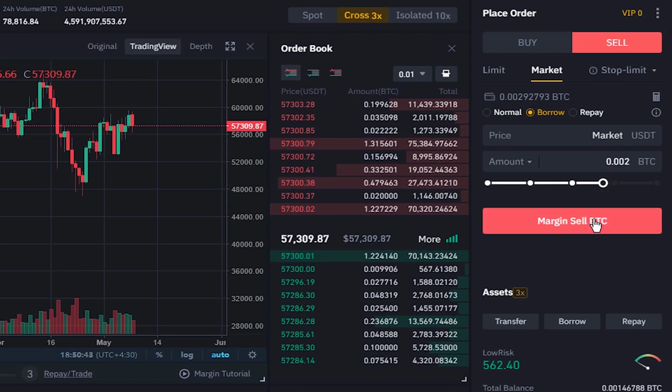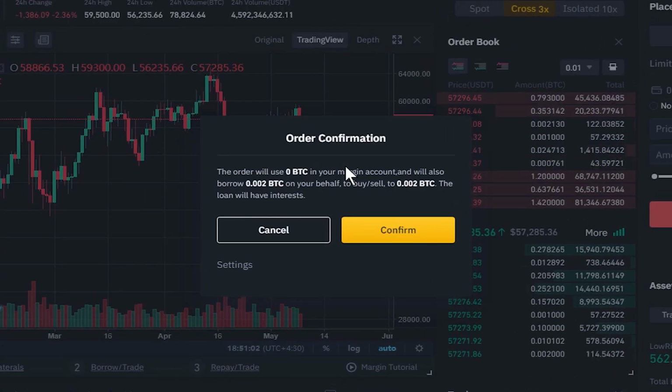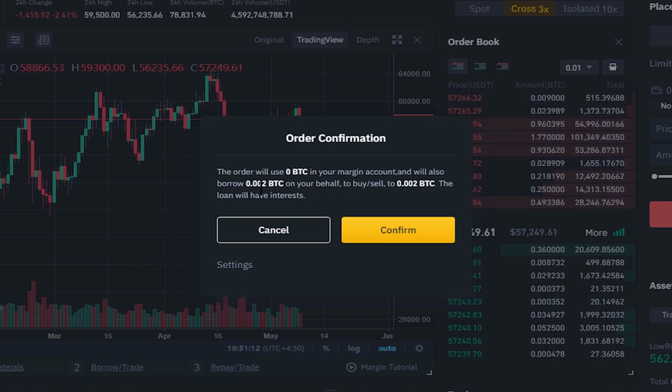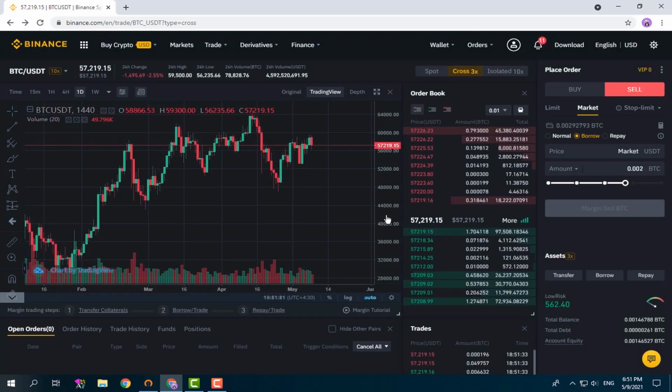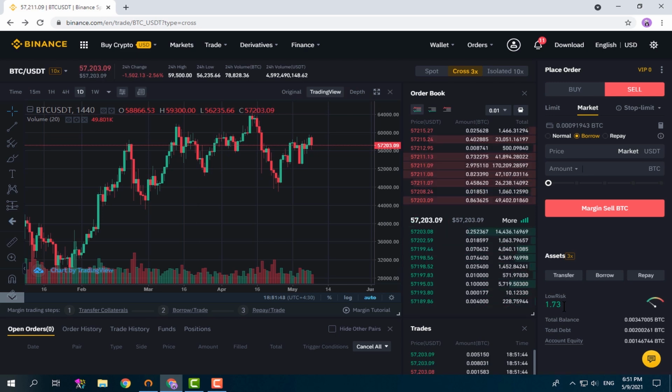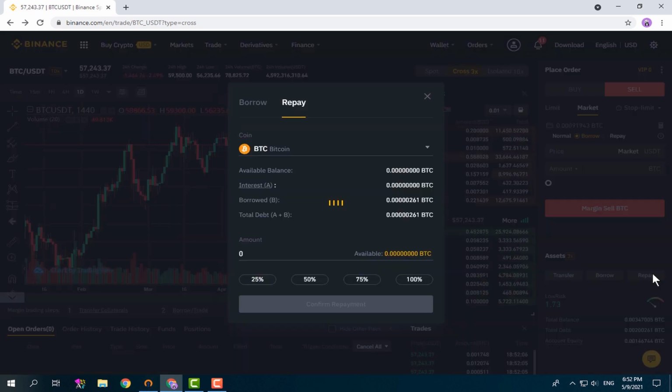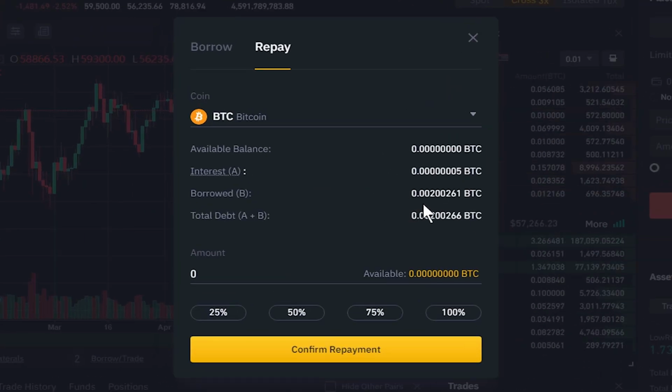We click on margin sell BTC. We didn't have any BTC in our margin account, so it says that the order is using our 0 BTC and it's borrowing 0.002 BTC to sell 0.002 BTC. We click on confirm and the order is filled successfully. So we borrowed 0.002 BTC and we sold it. If we click on repay, we can see that it shows we borrowed 0.002 BTC, so we need to buy 0.002 BTC plus the interest to repay this debt.